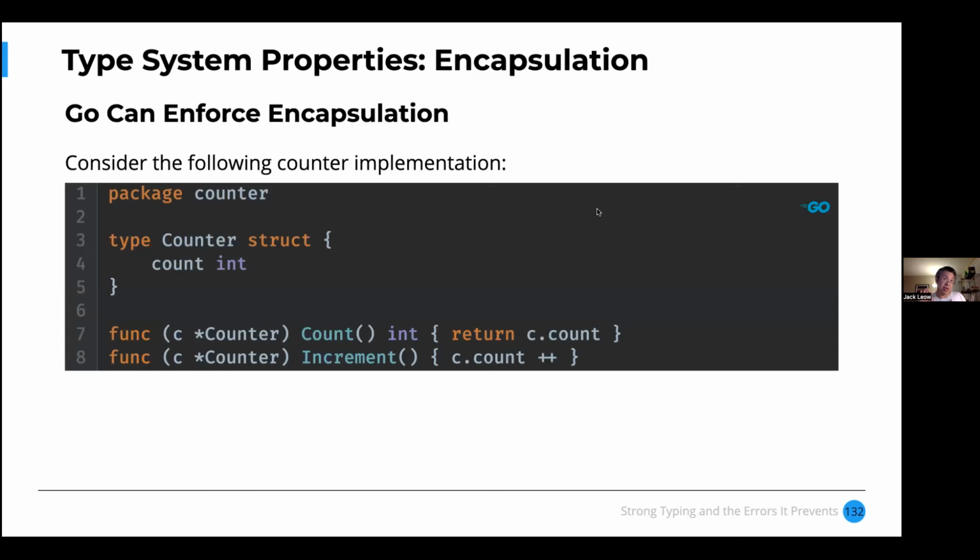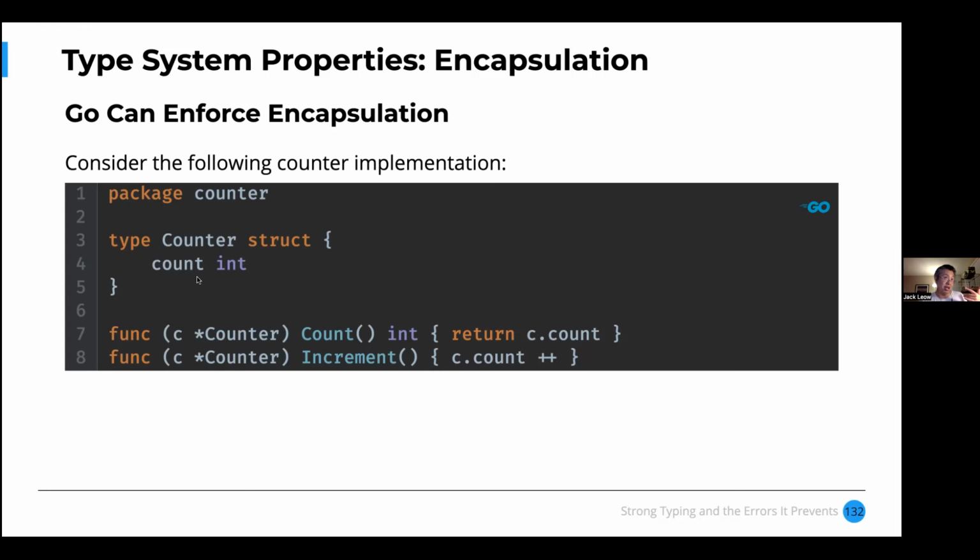And Go does do this. Go basically, like I said, if you have a variable that starts with a lowercase, as is the case for this count here, then it is a private variable. It is only valid within this package counter. And so I've declared a struct named counter that has a count in it, and I declared two methods on counter. So count basically just returns the current count, and then increments the count, right?